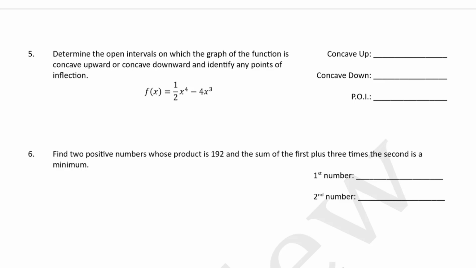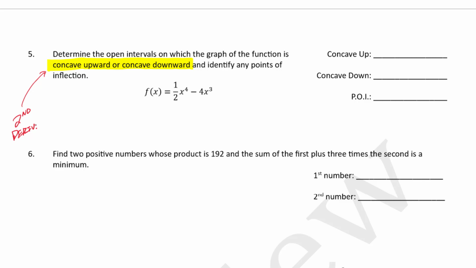All right, moving on to 5. 5 now wants us to talk about a concept called concavity. So being concave up or concave down, all of those, conceptually speaking, means I want to know what my second derivative is. So basically I'll just need to start this problem by figuring out what f double prime is, and then I'll worry about basically doing the same thing we did for increasing and decreasing. Identify the critical numbers, set up a number line, and then test.